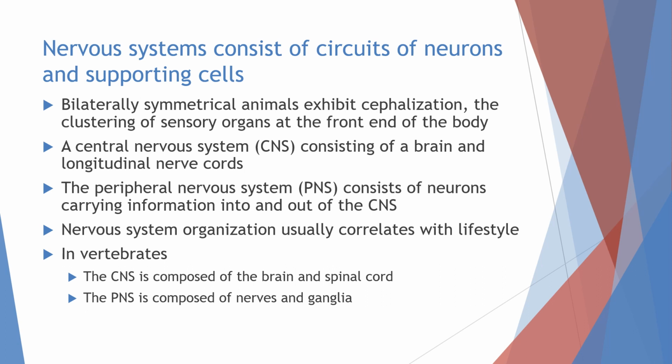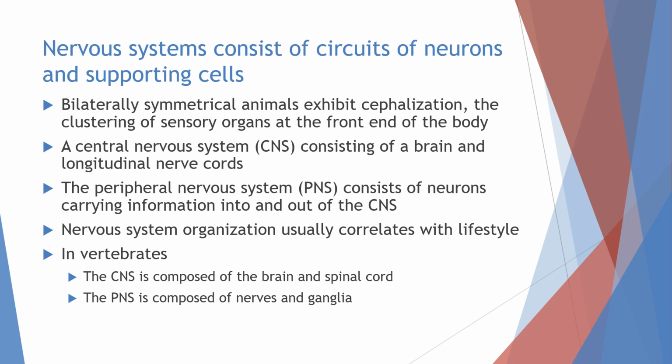When you're talking about bilateral symmetry in animals, they exhibit clustering of sensory organs in the front end of the body. That includes a central nervous system, which consists of a brain and longitudinal nerve cords, the brain being the first photo we saw today, and a peripheral nervous system, or PNS, consisting of neurons carrying information into and out of the CNS. So this is our transfer portal of information, input, and stimuli being transferred, and our central nervous system is the main operator.